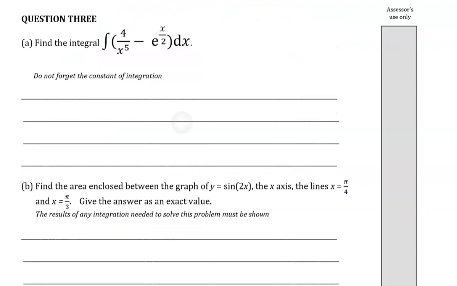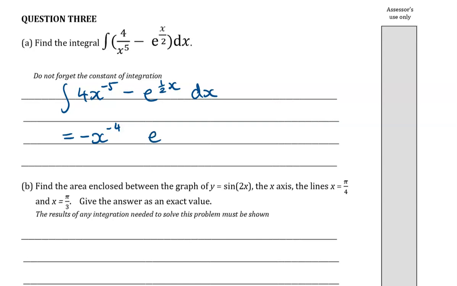Question 3 starts us off with a straightforward integration, which I'm just going to put into fractional, or rather negative powers first. E to the half x like this, because I find that much easier to think about what's going on. So raise the power by 1, we get x to the minus 4. If we divide by that minus 4, we will have a minus 1 at the front.